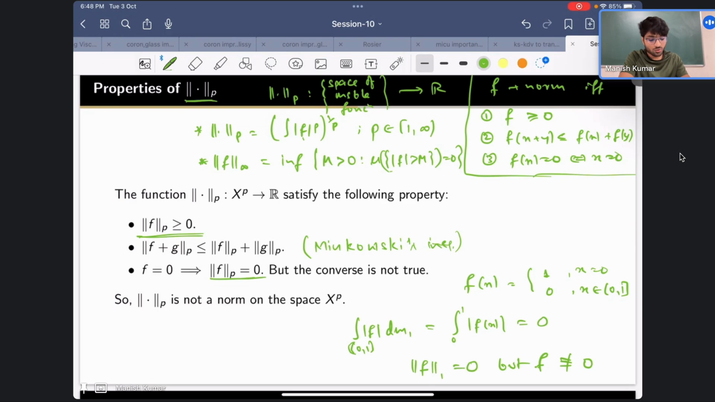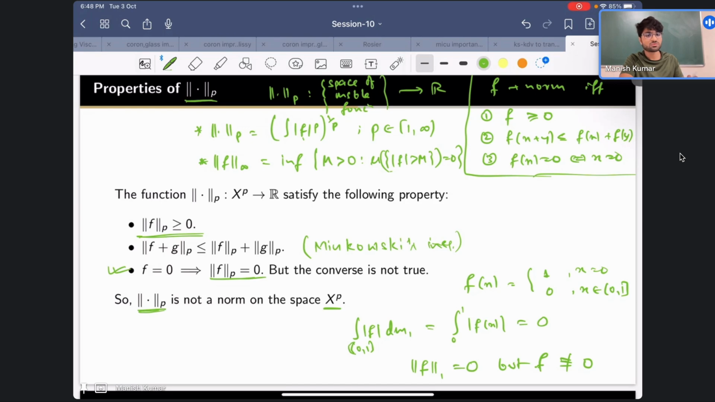But you notice one thing, that f is 0 almost everywhere, right? So now what we'll do, we'll try to redefine this space Xp. On this space, this is not a norm on Xp, okay? That is due to this reason. Now we'll define some other space using this Xp.